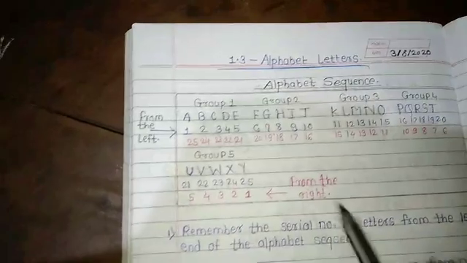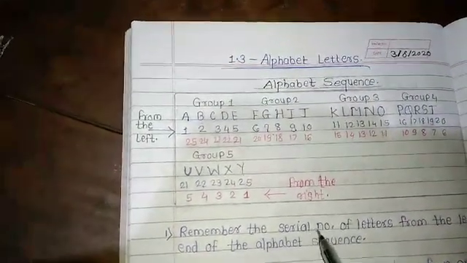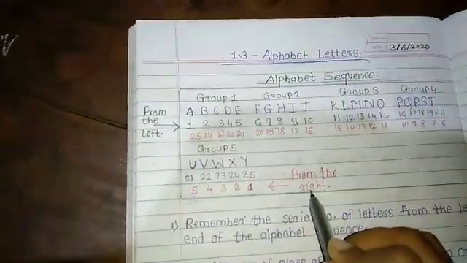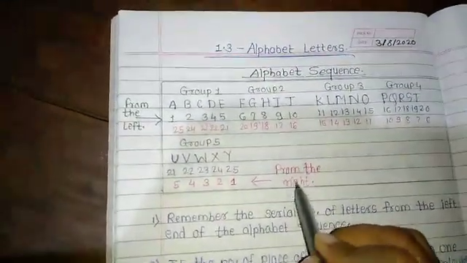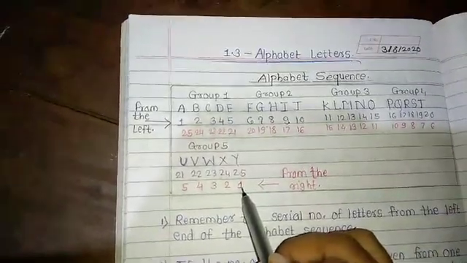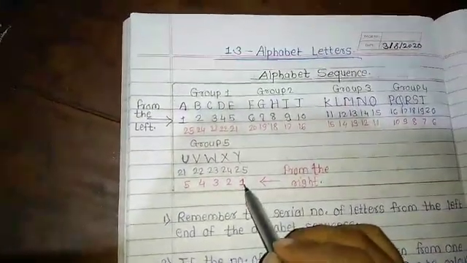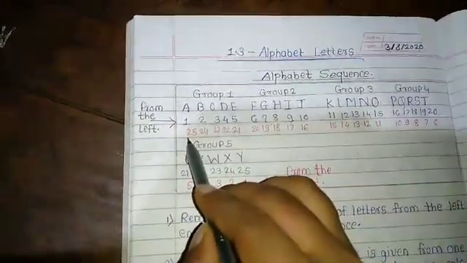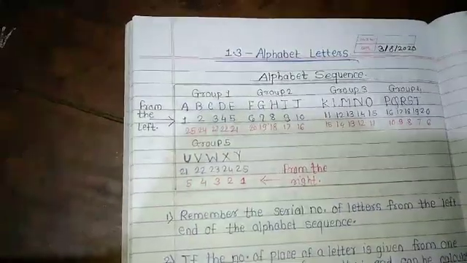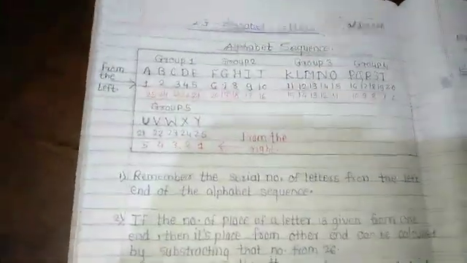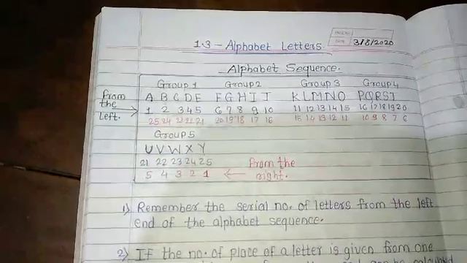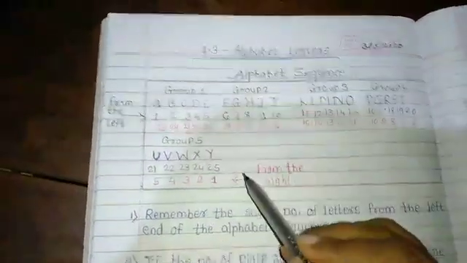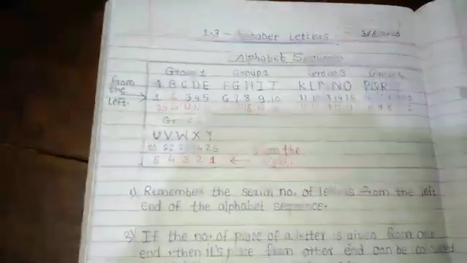And if you want to count the letters from the right side, by using the red color I am showing you the series of letters: Y is the first, second, third, fourth, fifth, likewise up to 25. So this is our alphabet sequence, and these groups made up of 5 letters are very useful for the scholarship exam.